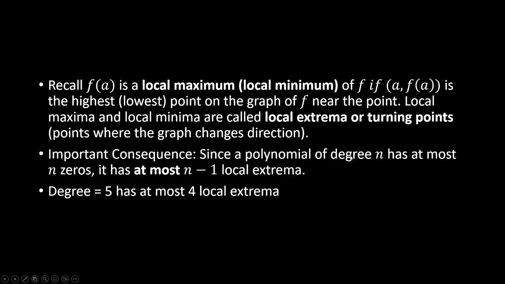Since a polynomial of degree n has at most n zeros, what that means is if I have a polynomial of degree 5, the maximum number of zeros it could have is 5. Then the number of local extrema is at most 1 less than that. So if it's degree 5, then it has at most 4 local extremes.